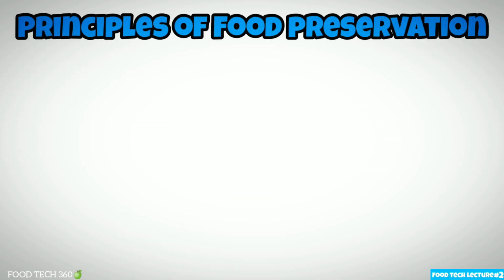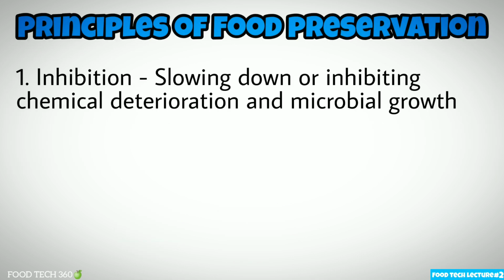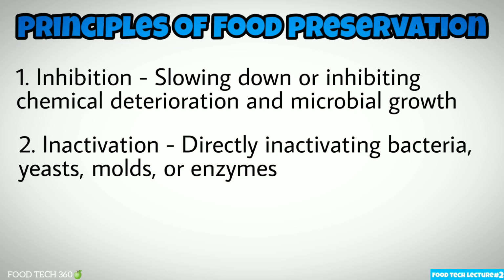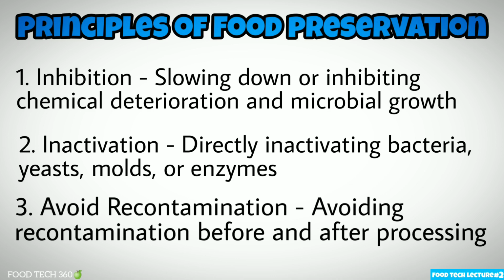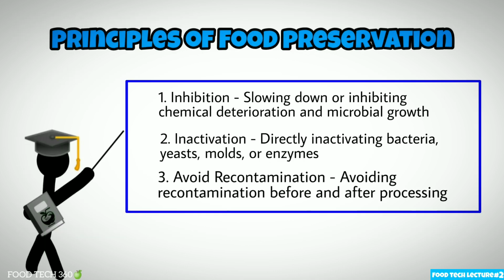Principles of food preservation. Number 1: slowing down or inhibiting chemical deterioration and microbial growth. 2: directly inactivating bacteria, yeast, molds or enzymes. 3: avoiding recontamination before and after processing. Now, we will go through each principle with examples.